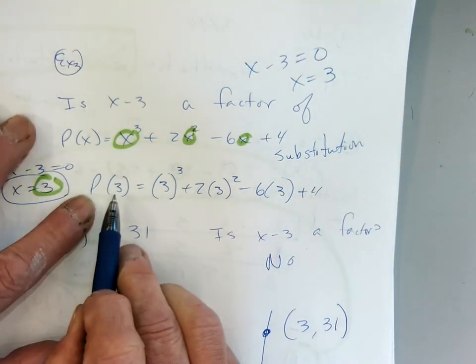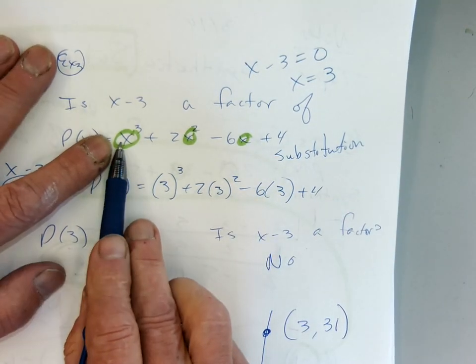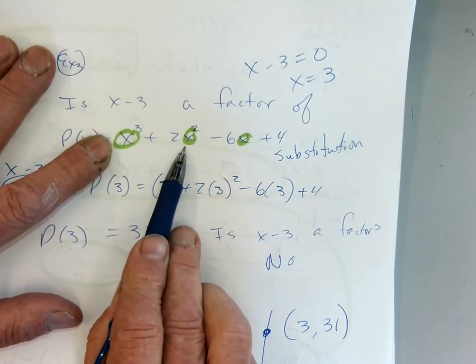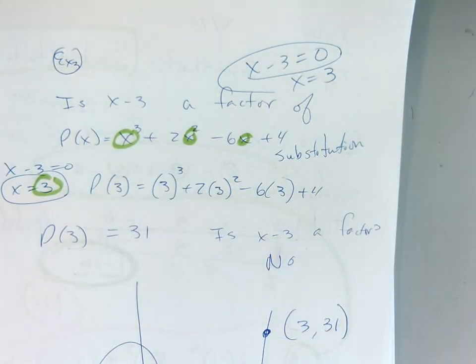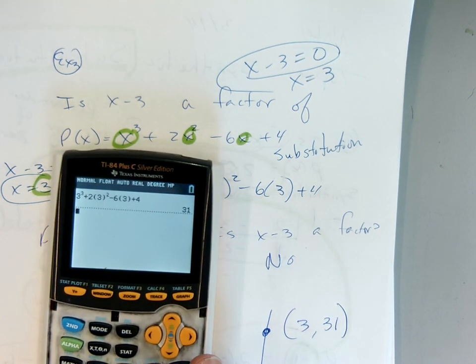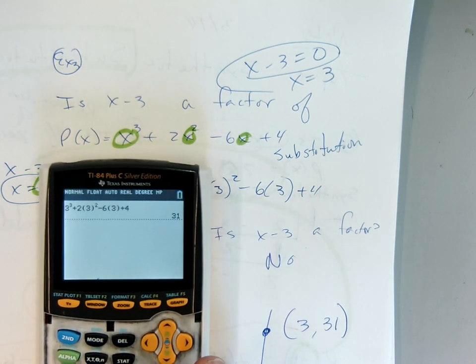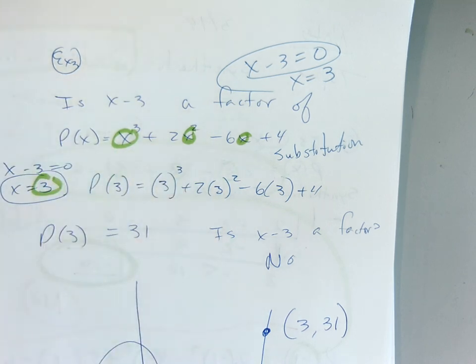So I plugged in 3, p of 3, put 3 in for x, because I want to know if x minus 3 is a factor. Well, I plugged it in, and it turned out to be 31. I just used the calculator, so much easier on the calculator. So the answer is no.